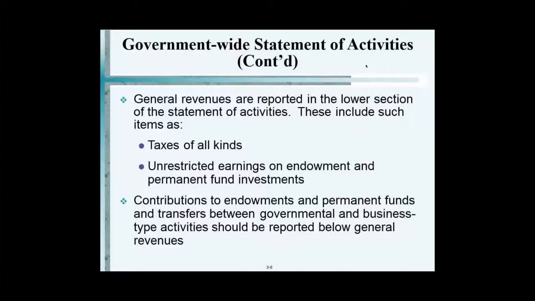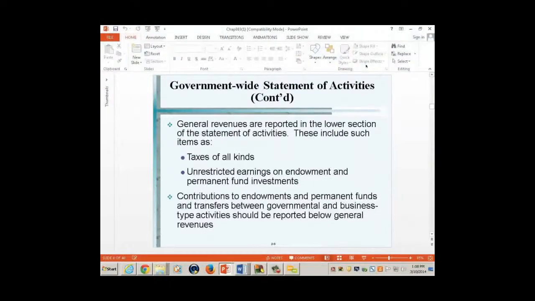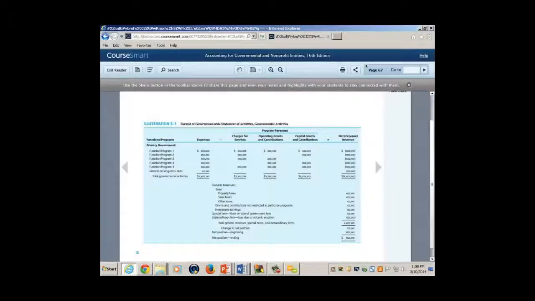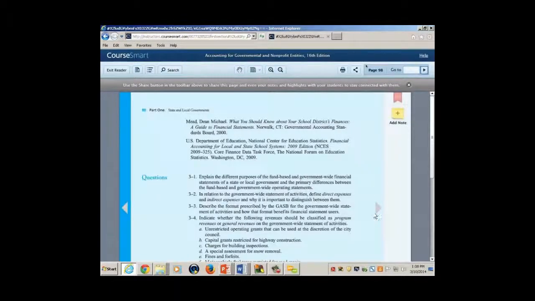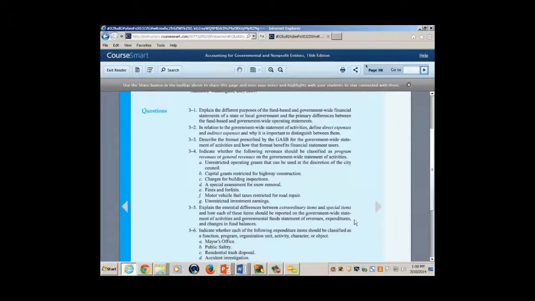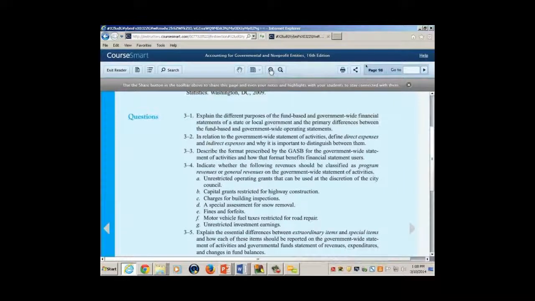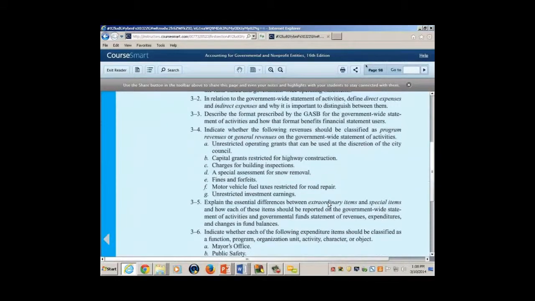Actually, let's do one thing. Let's take a look at a question in the book. See this question 3-4? I want you to take a look at it and tell me if it's program revenues or general revenues. Okay, we'll start off. The first question.